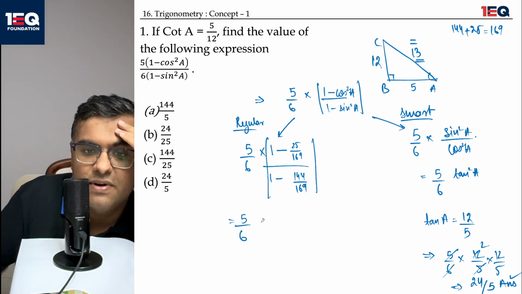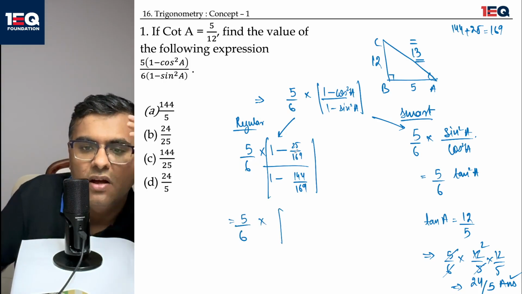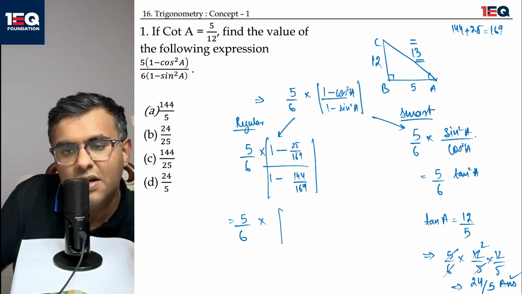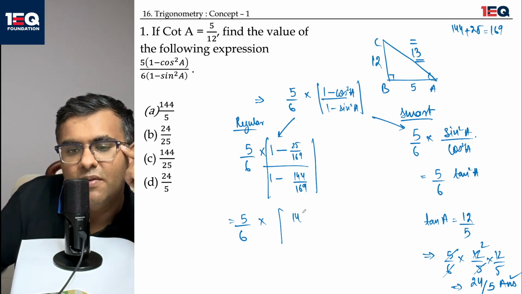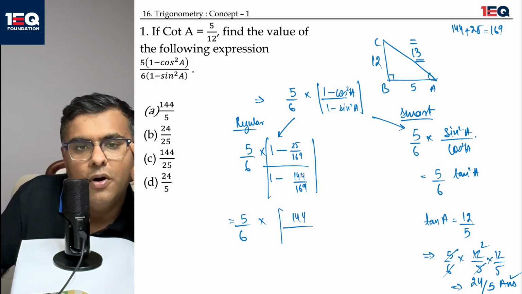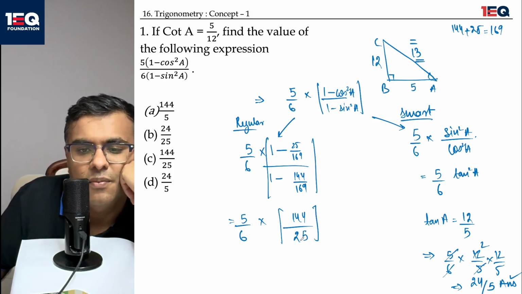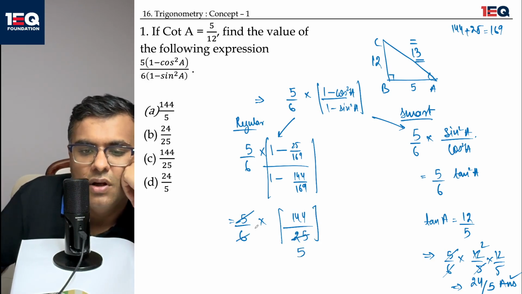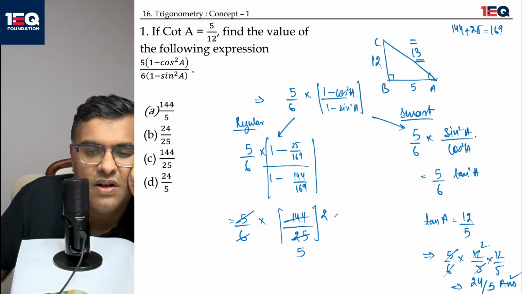So 169 minus 25 would become 144, whole upon 169 minus 144, which is equal to 25. Solving it now, 5 5s are 25. Solving this here, 6 2s are 12 and 6 4s are 24.